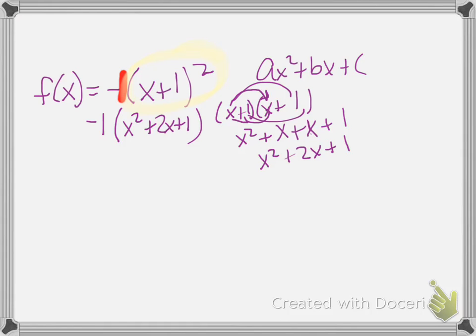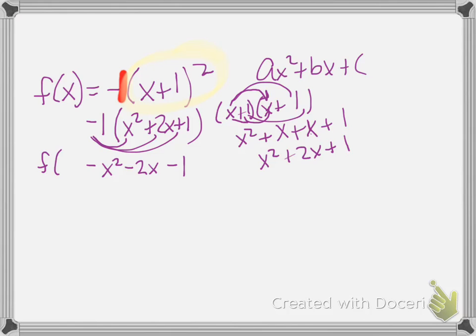So now I can do my multiplication. Notice that I left those parentheses in there because originally this negative 1 right here is multiplied times this whole quantity after it's squared. Getting messy. So now I'm going to multiply my negative 1 through, and I'm going to use distributive property. So negative x squared, minus 2x, because it's negative 1 times 2, minus 1.